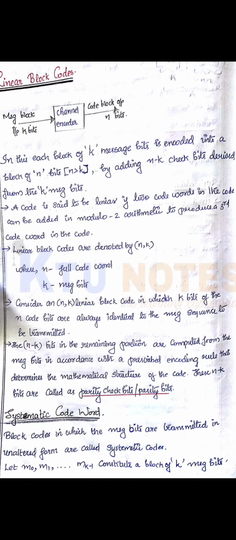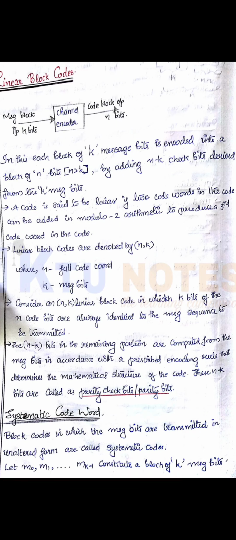Now, what is a systematic code word? Code words can be systematic or non-systematic. Non-systematic means the message bits are altered. Systematic means there is a proper way of creating the code word. A systematic code is a block code in which the message bits are transmitted in unaltered form. So that is the systematic form.